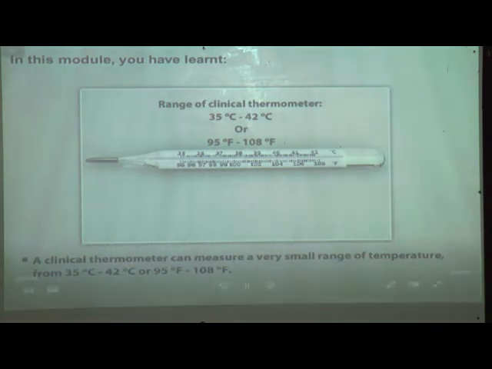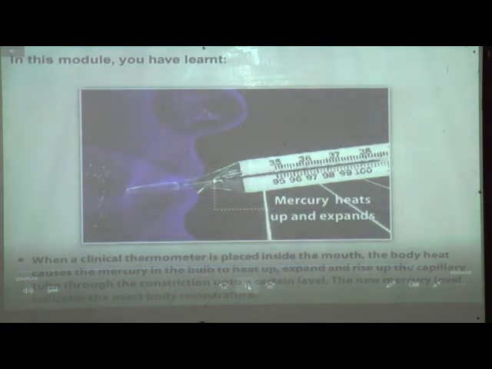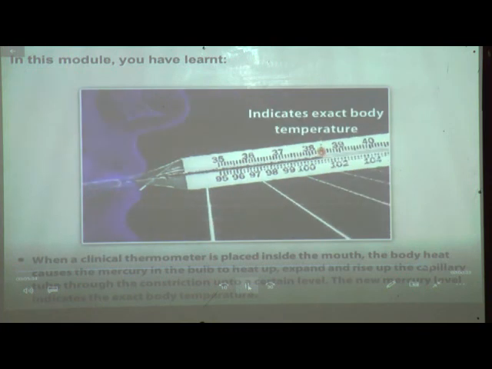And 8 degrees Fahrenheit. When a clinical thermometer is placed inside the mouth, the body heat causes the mercury in the bulb to heat up, expand, and run up the capillary tube through the constriction up to a certain level. The new mercury level indicates the exact body temperature.